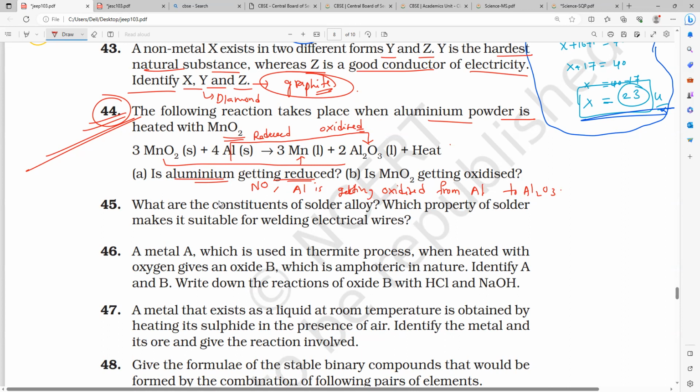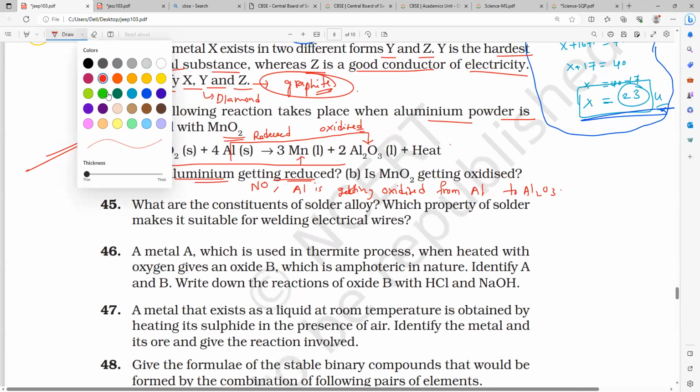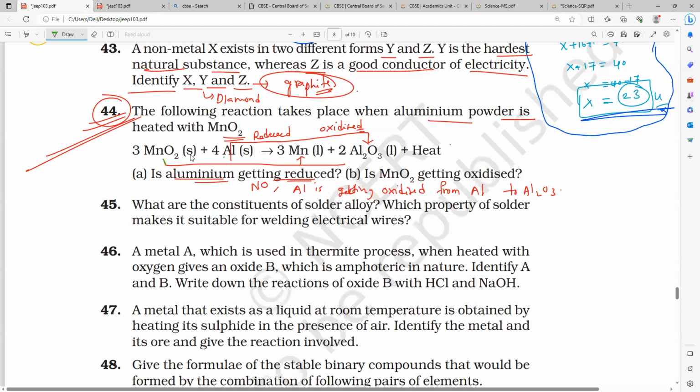All of you remember: substance oxidized, substance reduced, oxidizing agent, reducing agent, all should be present only on the reactant side. I have taught you or not, everybody? Yes or no? Substance oxidized, substance reduced, oxidizing agent, reducing agent, everything is present on the reactant side only. So this is reduced, reduction. And this is oxidized, oxidation.